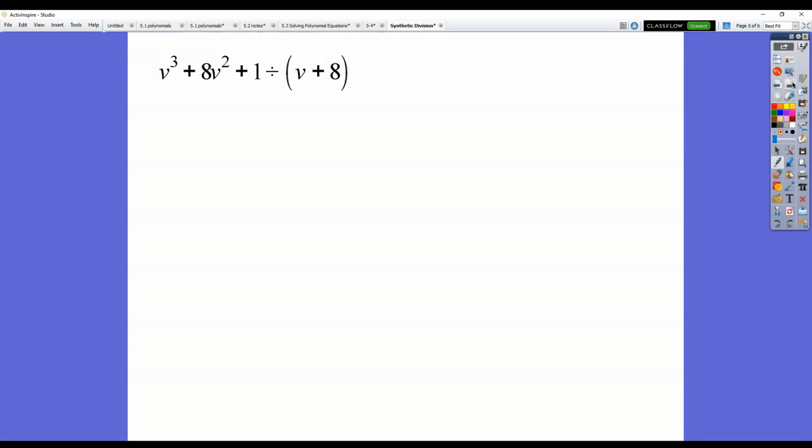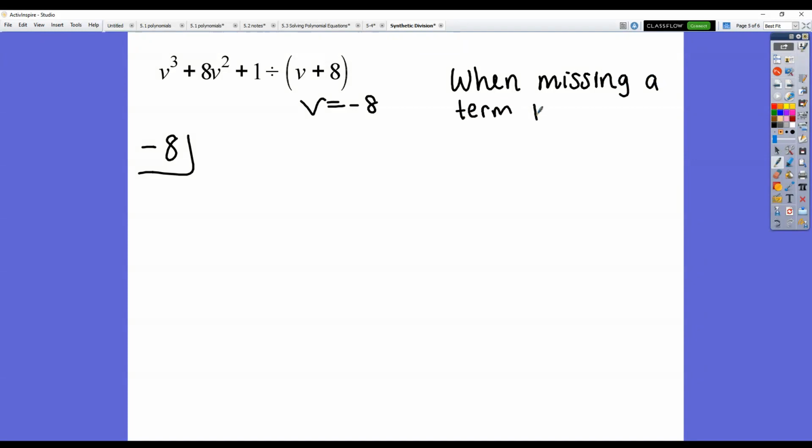Okay, this one, you're missing a term. You're missing a b term. So what you do, same concept. When missing a term, put a 0 in place. So here we got 1, 8, 0 goes here because we're missing a b term, and then 1.